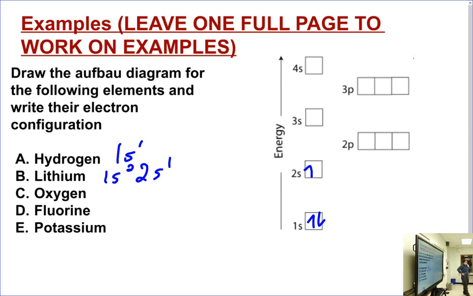If it had been 5, would you use the 2p box? Yes, so what's 5? 5 is boron. So if we did boron, boron's got 5 electrons. So I'm going to do boron over here.